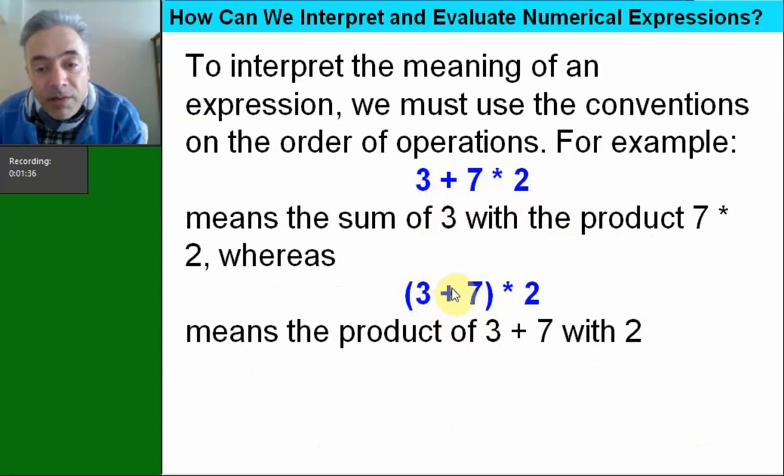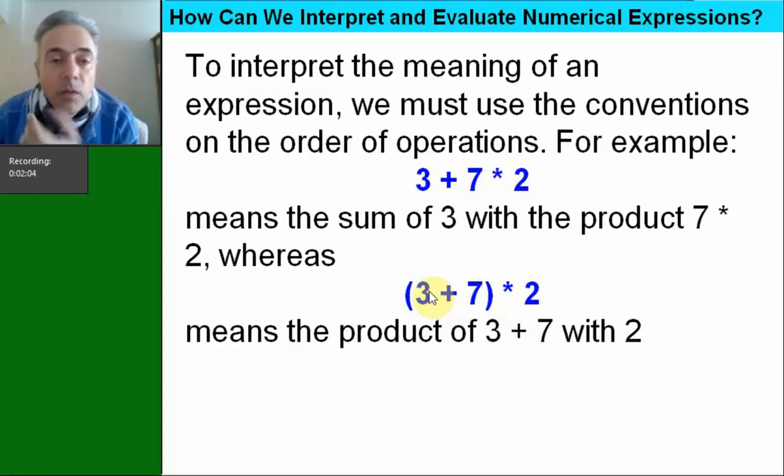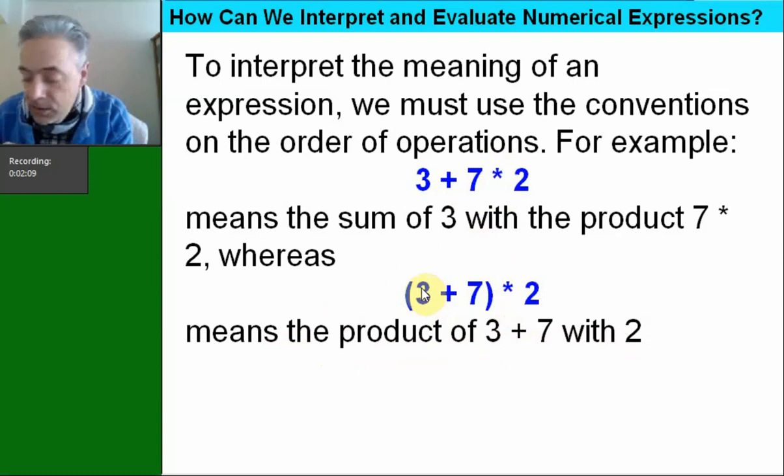But the order changes if you put this in parentheses. Now we can do the addition first, 3 plus 7, and then multiply by 2 because of the parentheses. The parentheses change the order of the operations. So the way it's written here, it means the product of 3 plus 7 with 2. Here you do the multiplication first, and here you do the addition because of the parentheses. We're going to see how parentheses, brackets, and the order of the operations work later on in these slides.